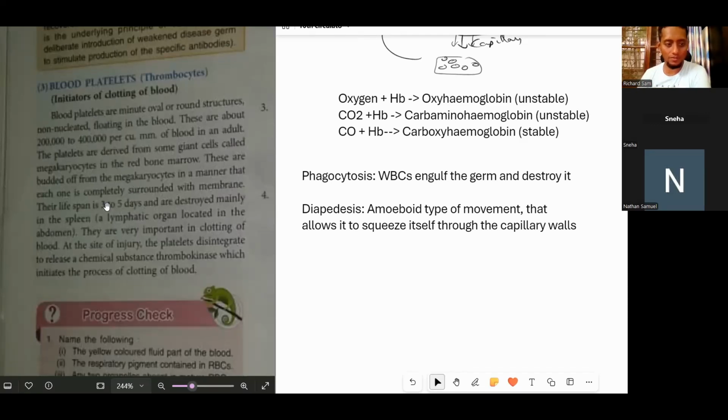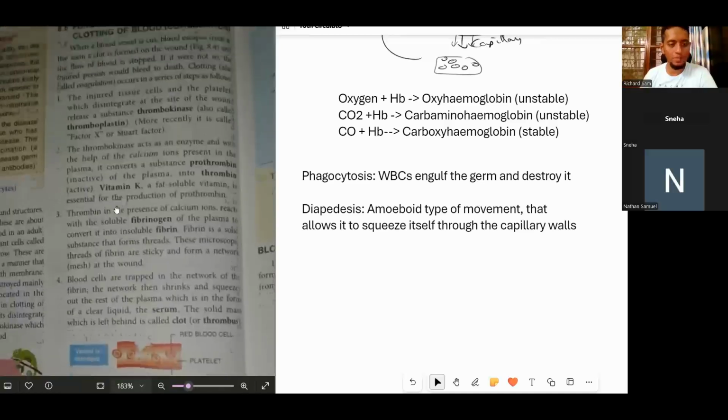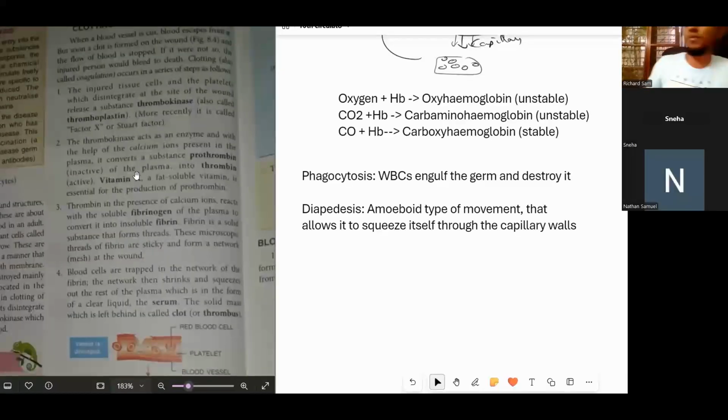Where are they destroyed? Mainly in the spleen. And they are used during clotting of blood. So let us see the steps involved in clotting of blood. There are some 3-4 steps. You have to memorize these steps.